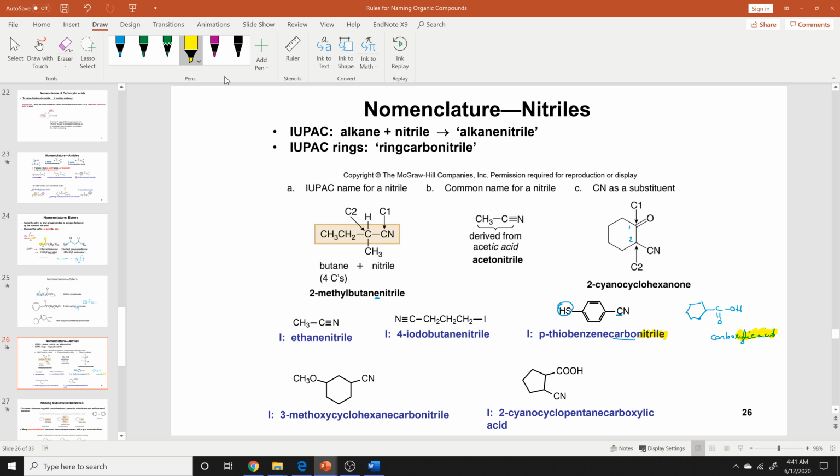Okay, now the term P. What is that? P is whenever the substituents on the benzene are on positions 1 and 4, and we call it para, P-A-R-A. So this is a para-substituted benzene, which means the substituents are on carbons 1 and 4. So here again, carboxylic acid, cyano group. The 2 is going to be on the cyano. This is going to be a cyclopentane, and then it's going to be a carboxylic acid.